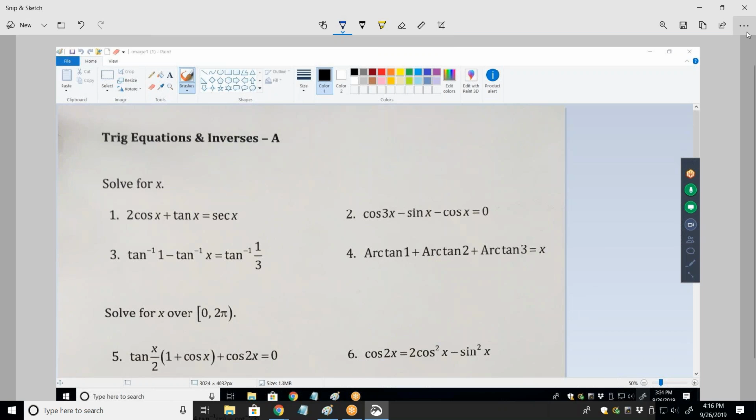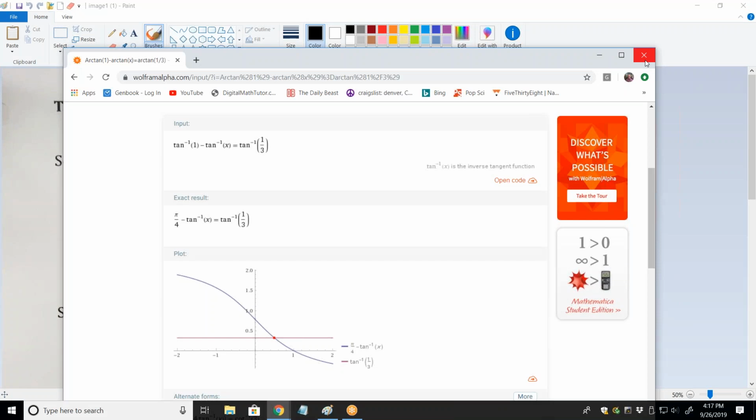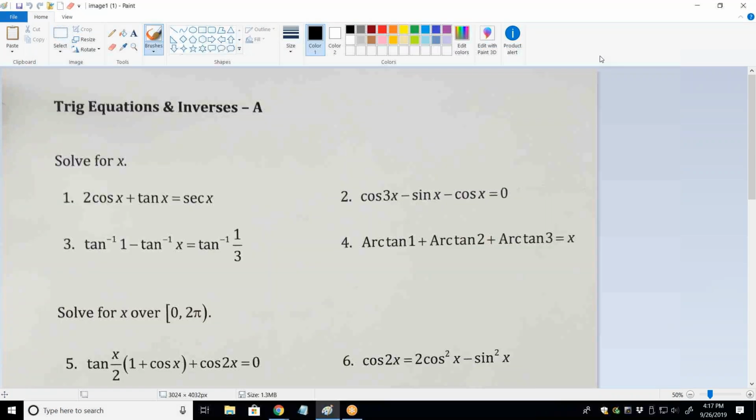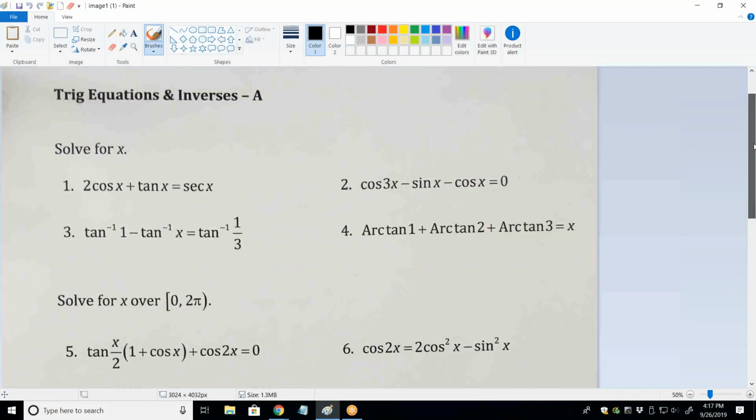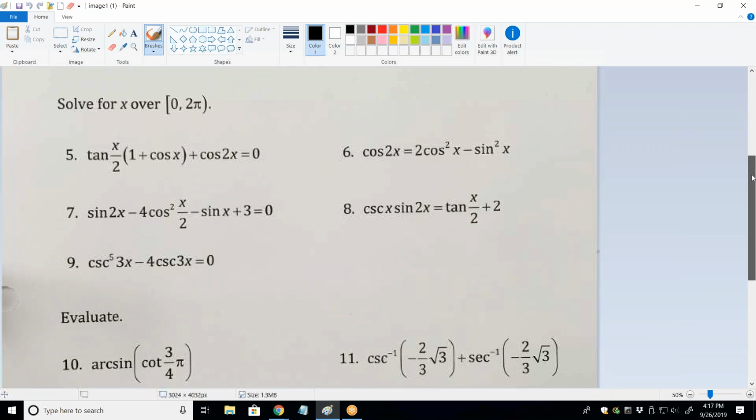All right, let's go on. I don't want to close that out yet. Here's what I want. Now all we need is the answers that are inside the unit circle. In other words, solve for x over that interval.